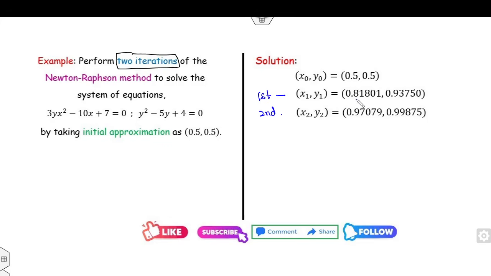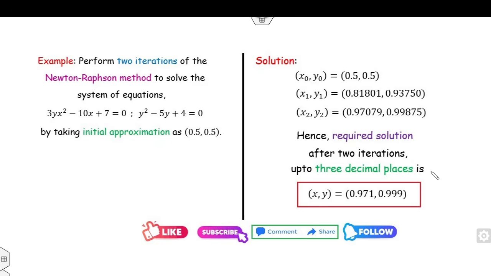Although again you can see up to 3 decimal places they are not the same, they are asking you to perform 2 iterations. So therefore this solution you can obtain up to 3 decimal places. Can you convert them into 3 decimal places? So your solution will be 0.971. You can round them off and 0.999 is the right answer of this problem.